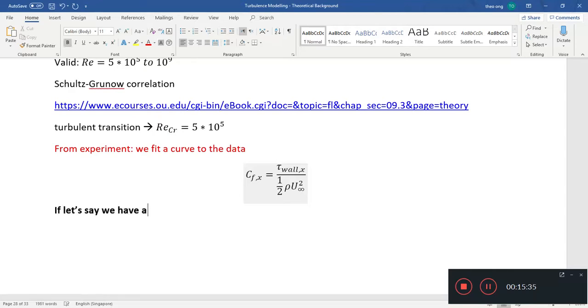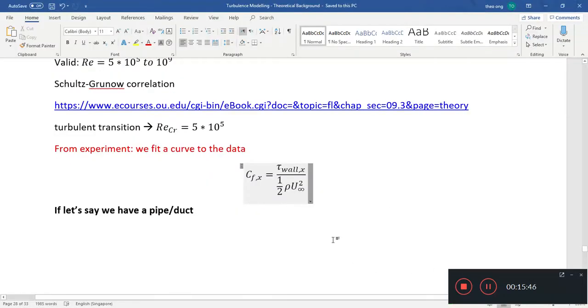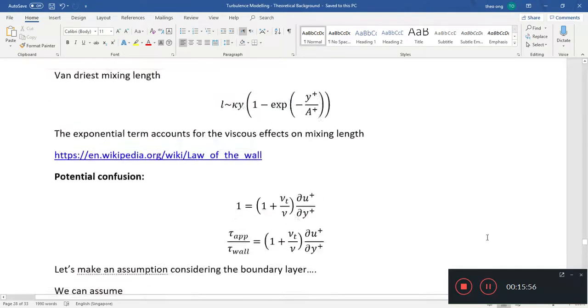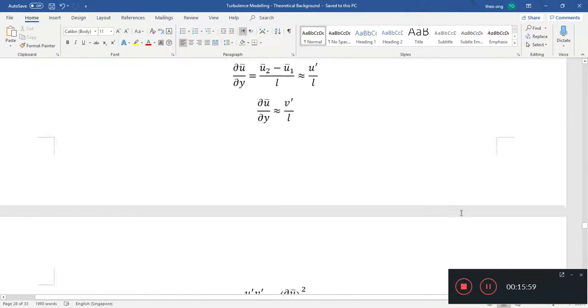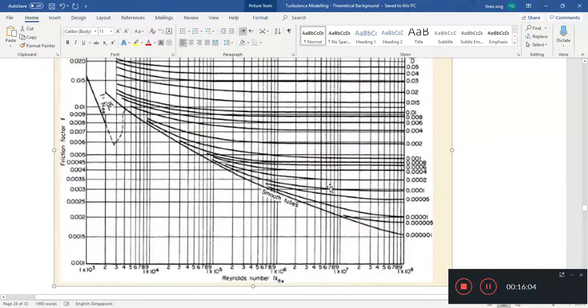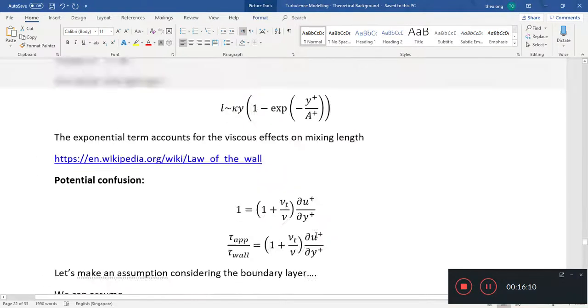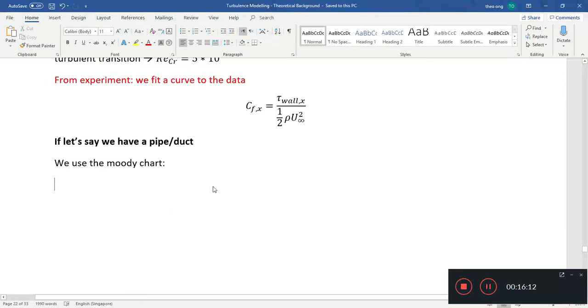If, let's say, we have a pipe or duct, then we use the Moody chart. What is the Moody chart? If you take a look at Perry's Chemical Engineering Handbook, or you can find it in some literature online. Yes, this is the Moody chart. I took this particular one from Perry's Chemical Engineering Handbook on Kindle, but you can also find it online.